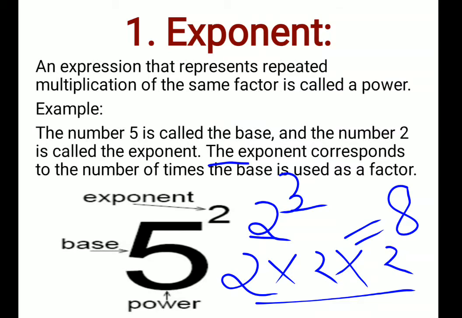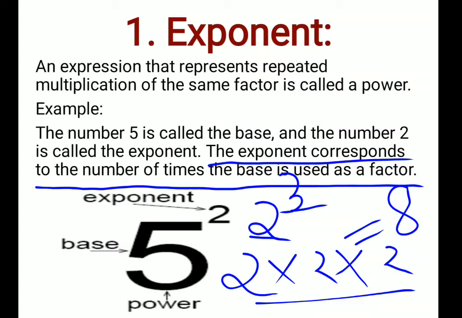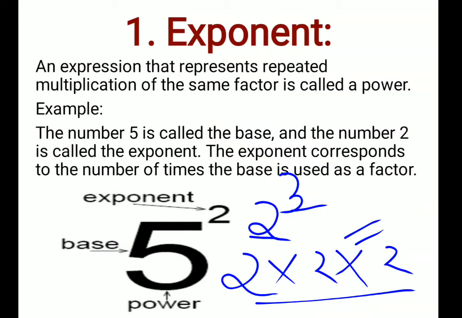So the exponent corresponds to the number of times the base is used as a factor. Your base is 2 and this is your factor, and how many times it has been repeated, that is your exponent, nothing else. So this 3 over here is the exponent. You can note it down in your copy if it is clear to you all.